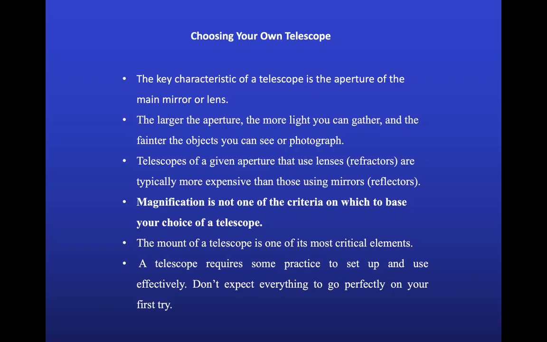And the other thing is the mount of the telescope. It's very critical, because telescopes come with different types of mounts, right? Some come with something called an equatorial mount, and there is something called an altitude-azimuth mount. These more advanced mounts, like equatorial mounts, are very good in terms of tracking objects and everything, but at the same time they are hard to set up.